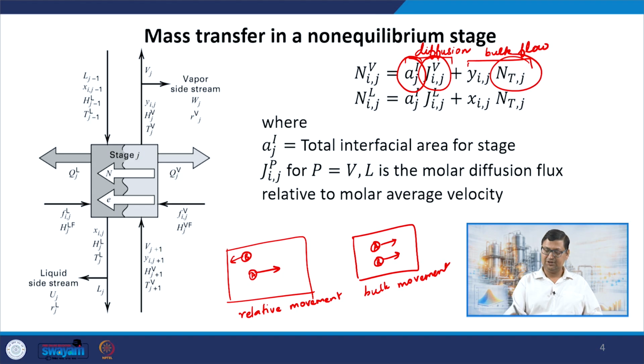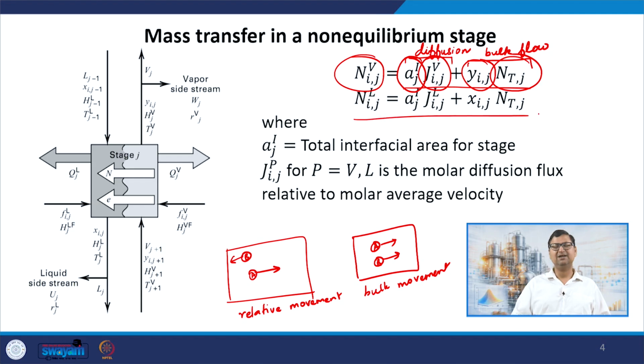The bulk flow, this is my bulk mass transfer rate, right, and this has to be multiplied by the mole fraction of a species, because bulk always means the entire mixture. So, if I multiply with the mole fraction of the particular component, I get the movement of that component because of bulk flow in the system, right. So, the flux for the net mass transfer rate for component I in stage J is therefore given as the sum of these two, and we can define it both for the vapor phase and the liquid phase.